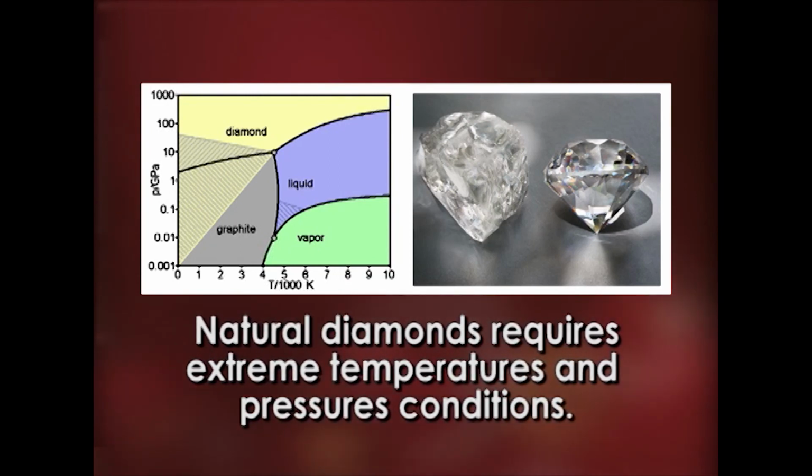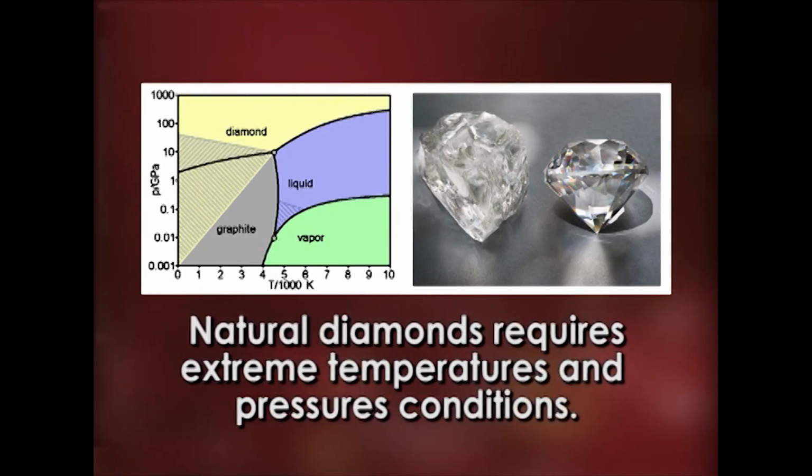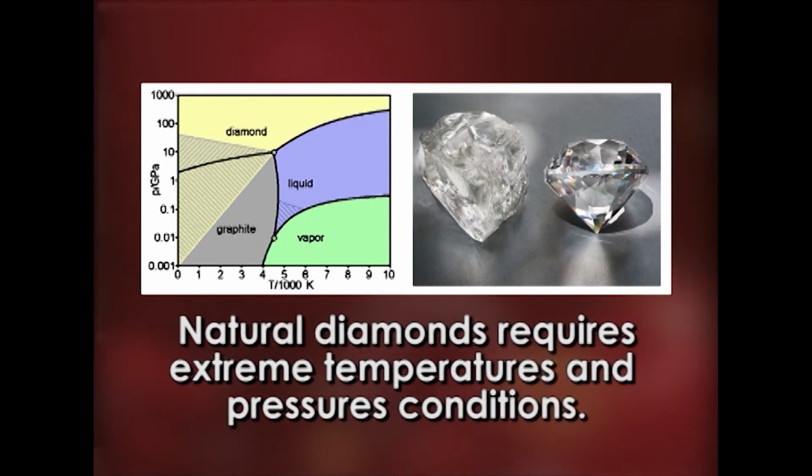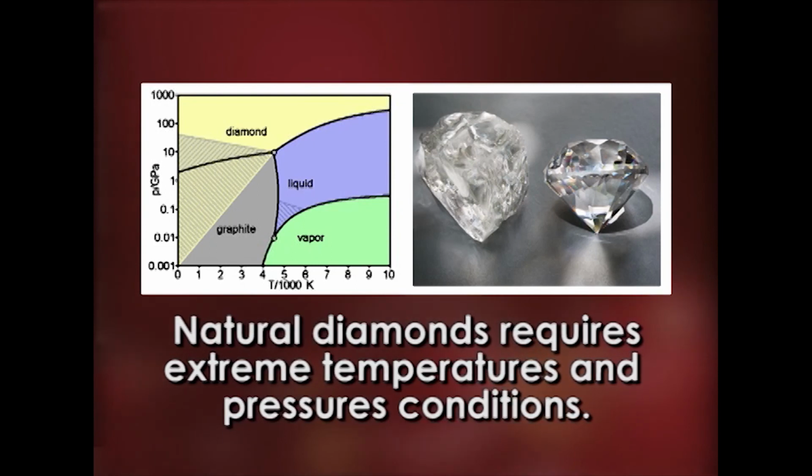Because these extreme conditions are very hard to reproduce in a laboratory, it wasn't until the 20th century that the first synthetic diamond was produced. Indeed, it was not until the 1950s before diamonds could be made with a machine in a reproducible manner. There are two general approaches for diamond synthesis.